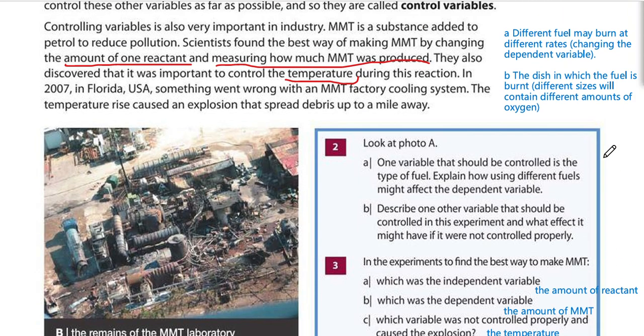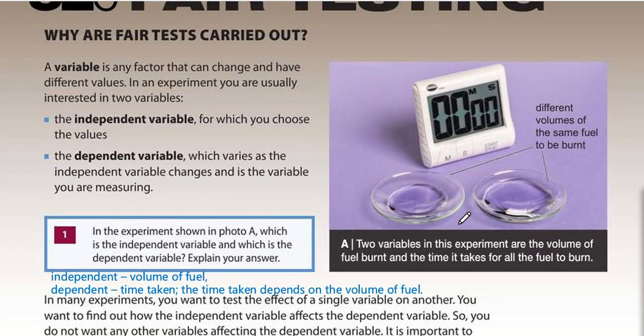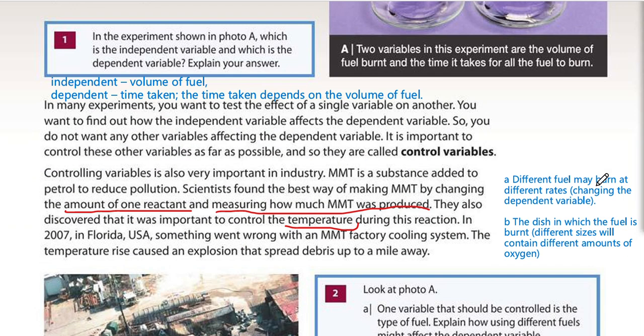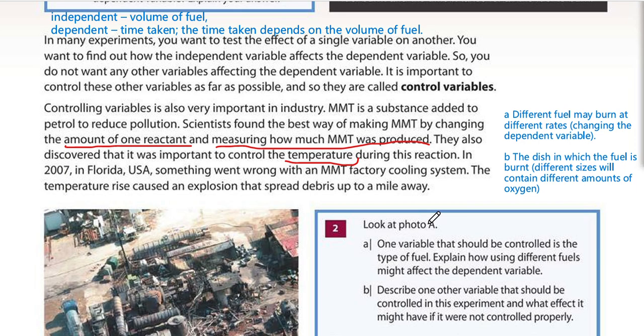Right, now by looking at photo A, we are referring back to this one. And they are asking you a question. Look at photo A. One variable that should be controlled is the type of fuel. So along with the volumes, you have to make sure you use the same fuel. If you use two different kinds, you are not controlling the other variables. So it is going to have an effect on the dependent variable we are going to check, which is the time, right? So we have to make sure we are using the same type of fuel.